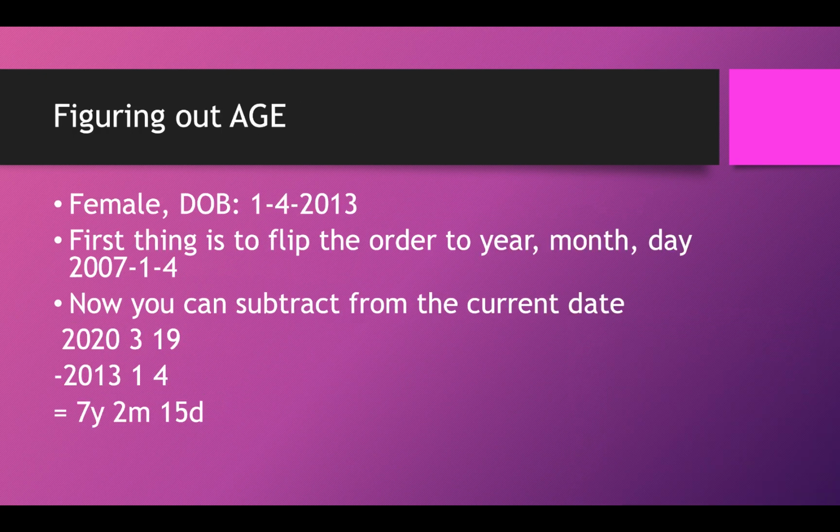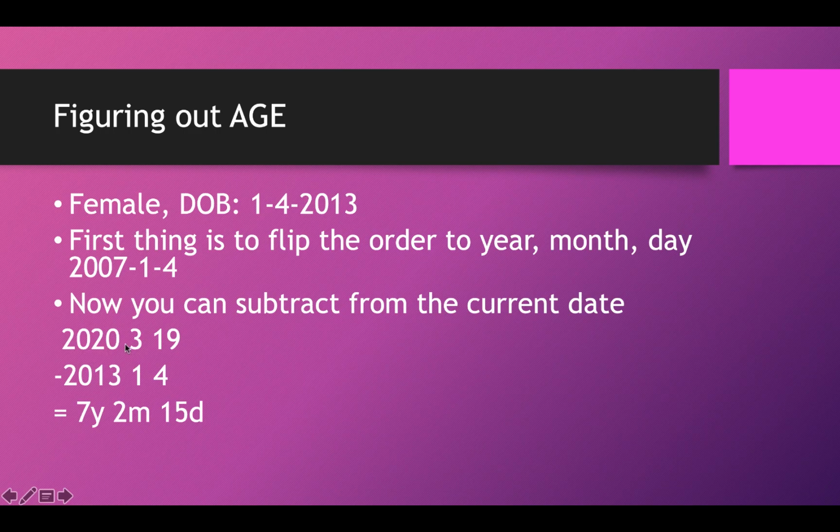So figuring out the age, we didn't cover this last Thursday. I want to make sure that we go through this. So I have an example here of a female whose date of birth is 1/4/2013. Okay, so January 4th, 2013. And one of the first things that you want to do when trying to figure out a student's age is to flip the order into year, month, and day. So that's supposed to be 2013, January 4th. So now you can subtract it from the current date.